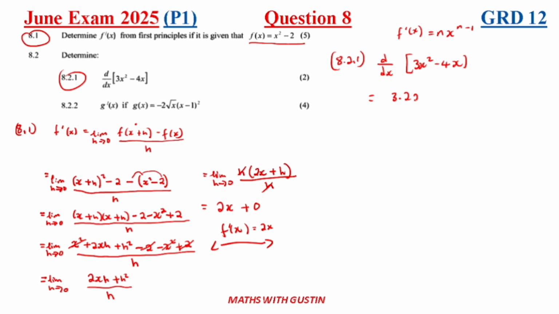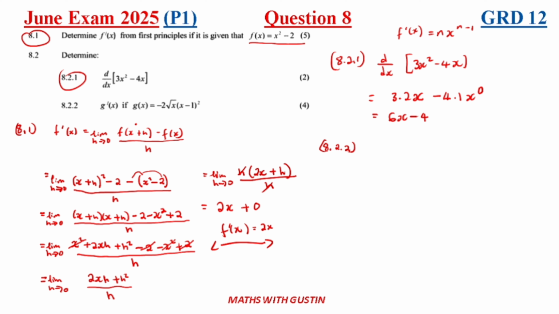2 minus 1 gives x, minus, we drop the 1, 4 times 1. Therefore x to the power 1 minus 1 is going to give us 0. So 3 times 2 is equal to 6x. Then anything to the power of 0 is equal to 1, so 1 times 1 times 4 is going to give us minus 4. And that's our answer there.